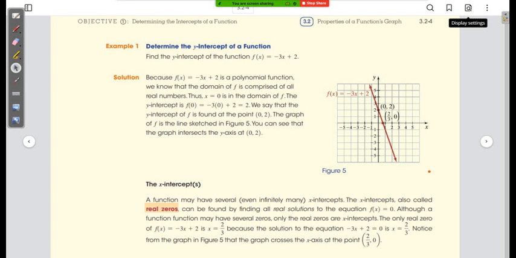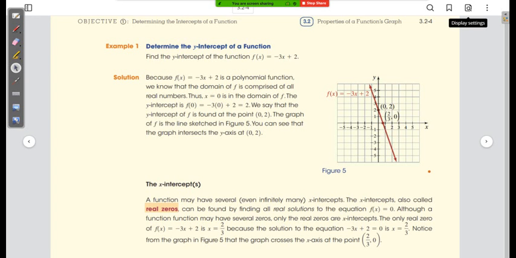2/3, because the solution to the equation negative 3x plus 2 equals 0, so again we are equating the equation to 0, is x equal to 2/3. Notice from the graph in figure 5, that was from the previous example, but we'll put it here anyways, that the graph crosses the x-axis at the point 2/3, 0. And of course, that is true. So what we did here was we just solved the equation from the previous page for 0, and we see our x-intercept.